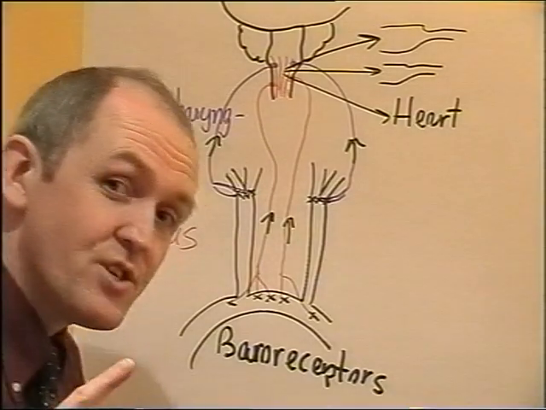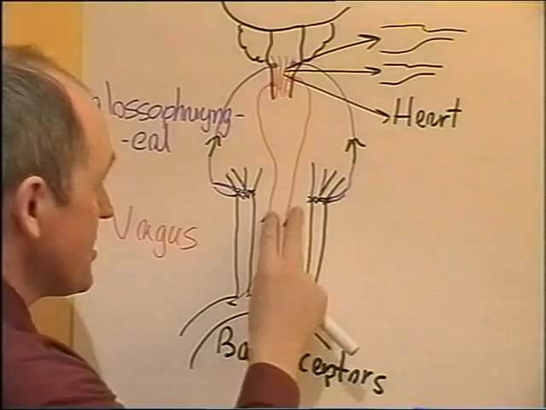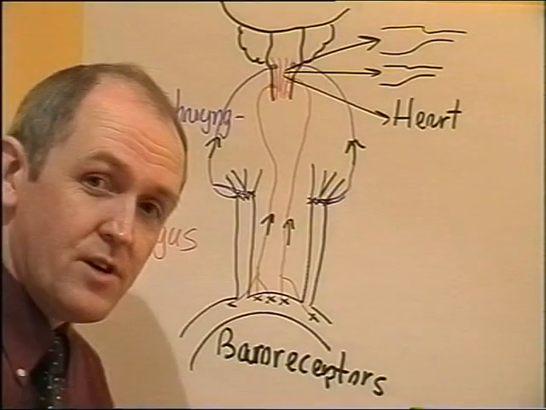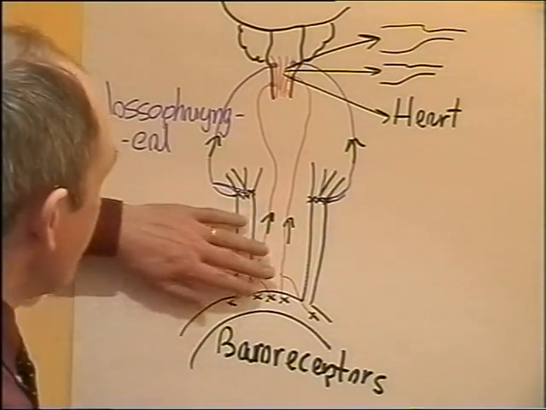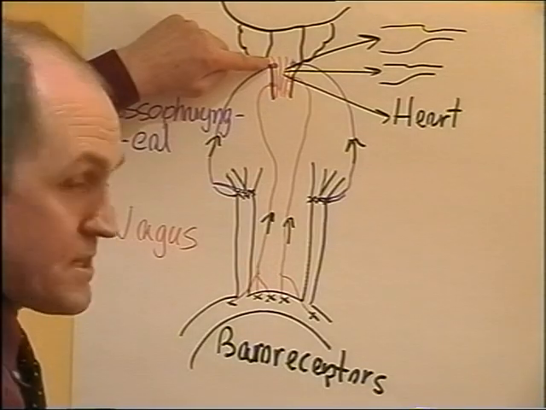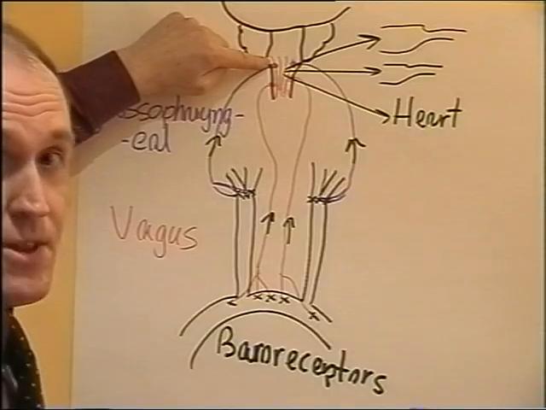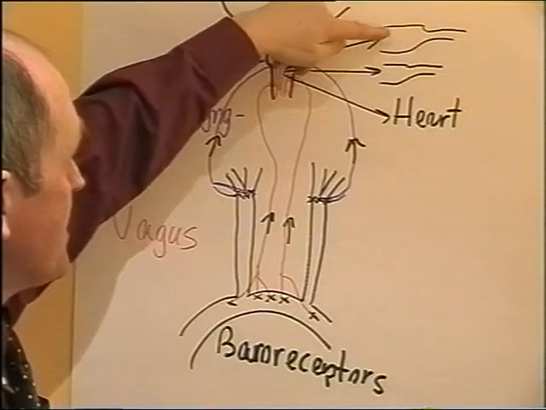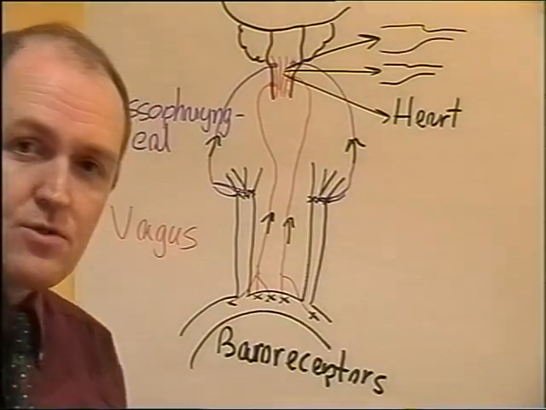However, if the blood pressure drops, then there are going to be fewer impulses going up the vagus nerve and up the glossopharyngeal nerve from the baroreceptors. And if there are fewer impulses from the baroreceptors going into the brainstem, it will automatically increase its sympathetic outflow to vasoconstrict arteries and veins and increase cardiac output, so restore blood pressure.